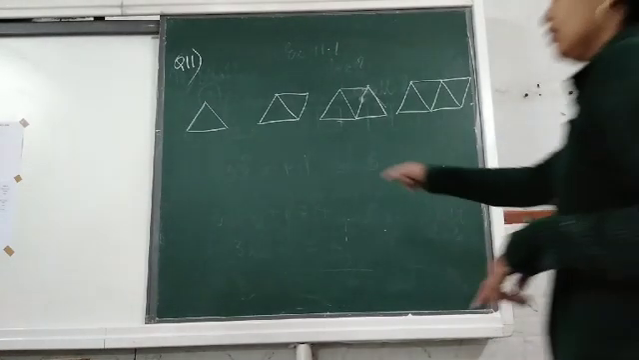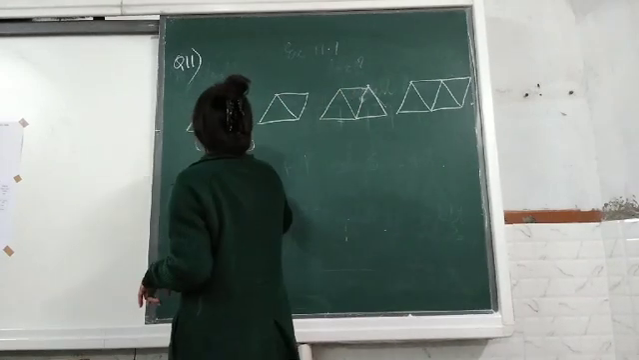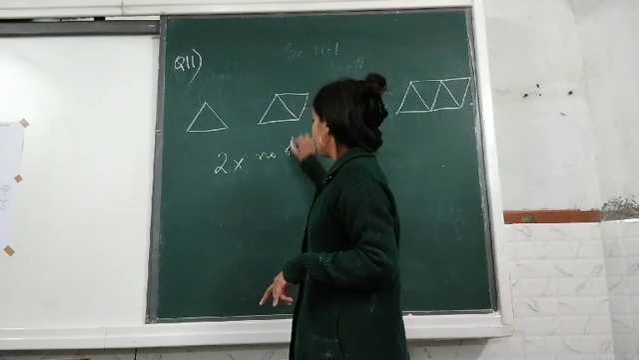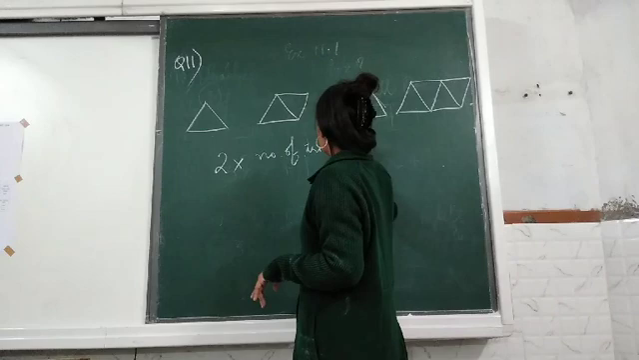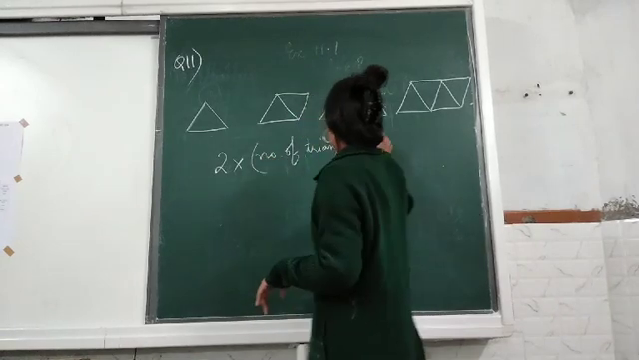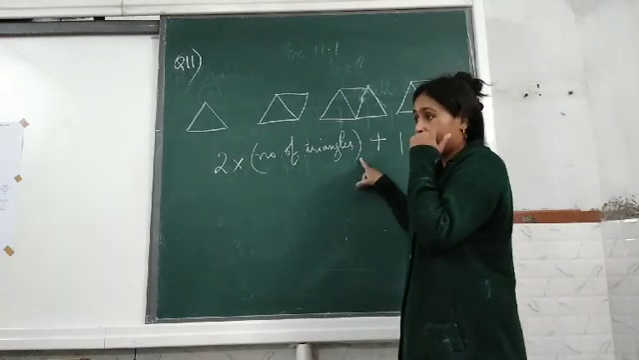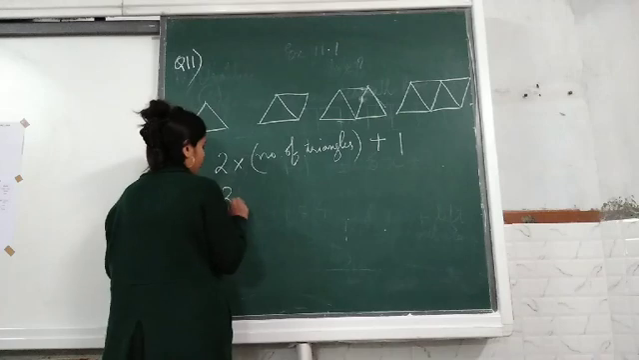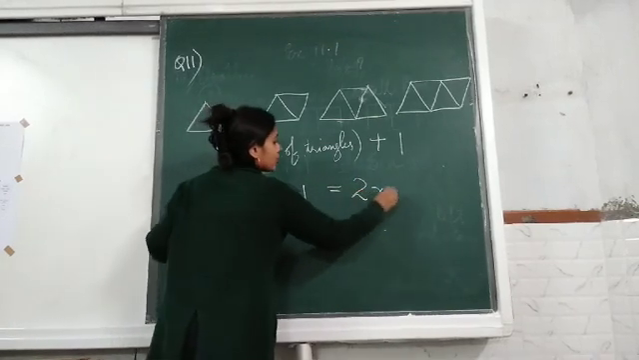Very simple. 2 into the pattern, that is number of triangles. We will write number of triangles plus 1, which we are sharing. Now this we can take as X, any variable A, B, C, X, Y, Z. So 2 into X plus 1, which gives us 2X plus 1.